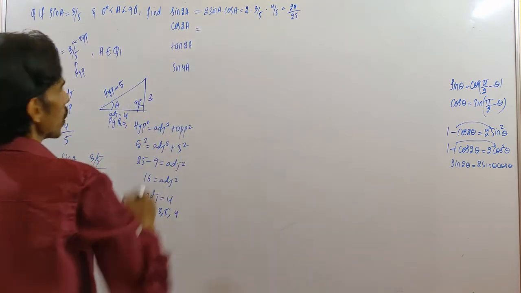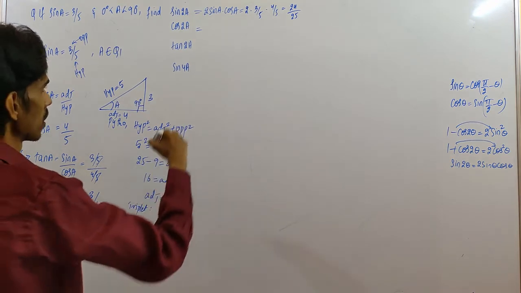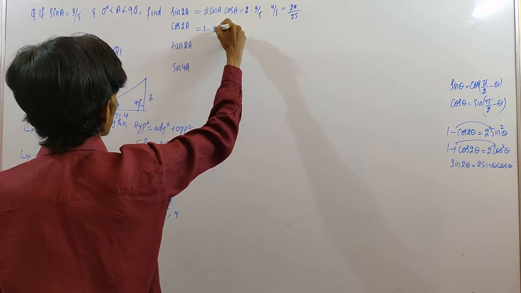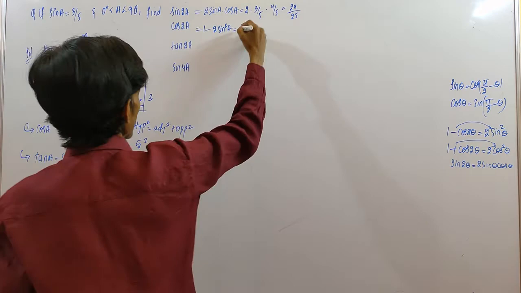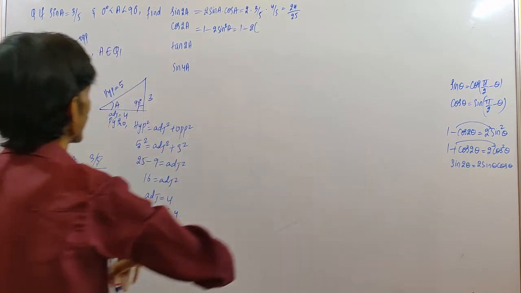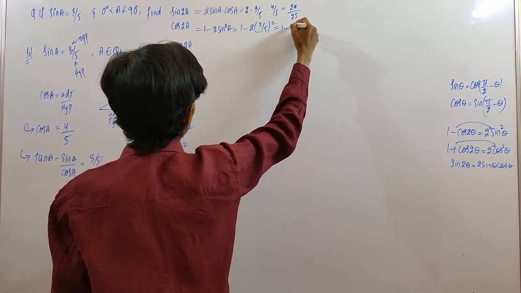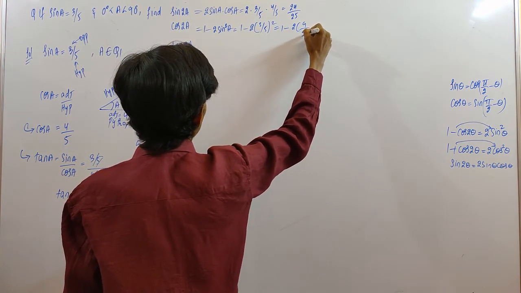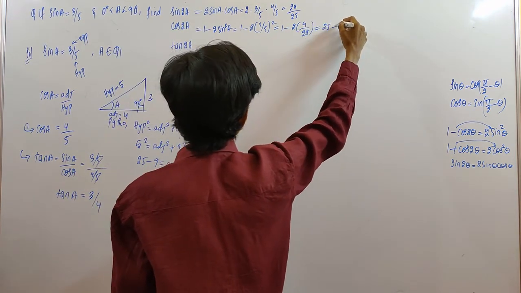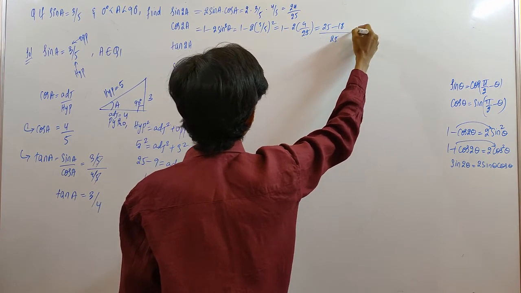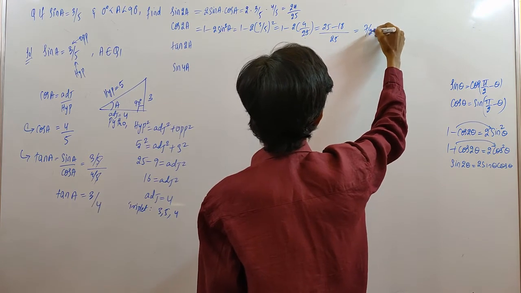Similarly, cos 2A can be written as 1 minus 2 sin square A. Cos 2A formula is 1 minus 2 sin square A, so 1 minus 2 into sin square A. Sin value is 3 by 5, so 3 by 5 square will become 1 minus 2 into 9 by 25. Take LCM, 25 ones are 25 minus 2 into 9 is 18, divided by 25. So 25 minus 18, 7 by 25.